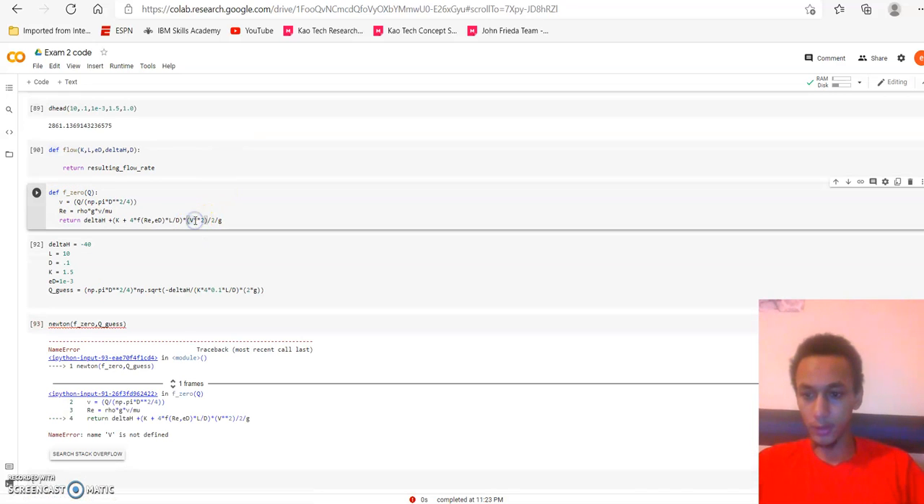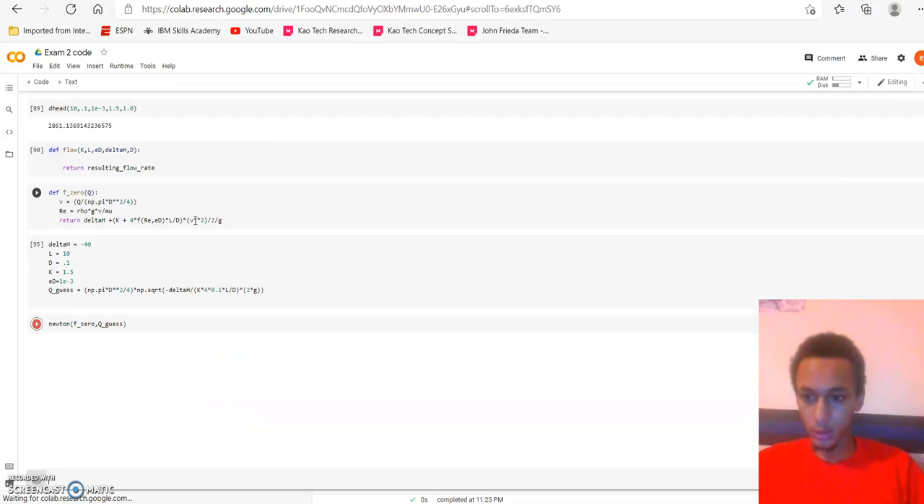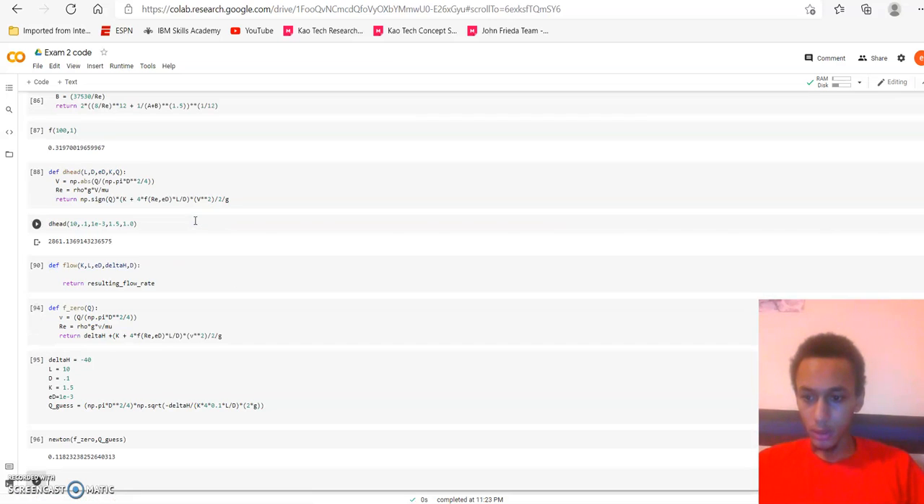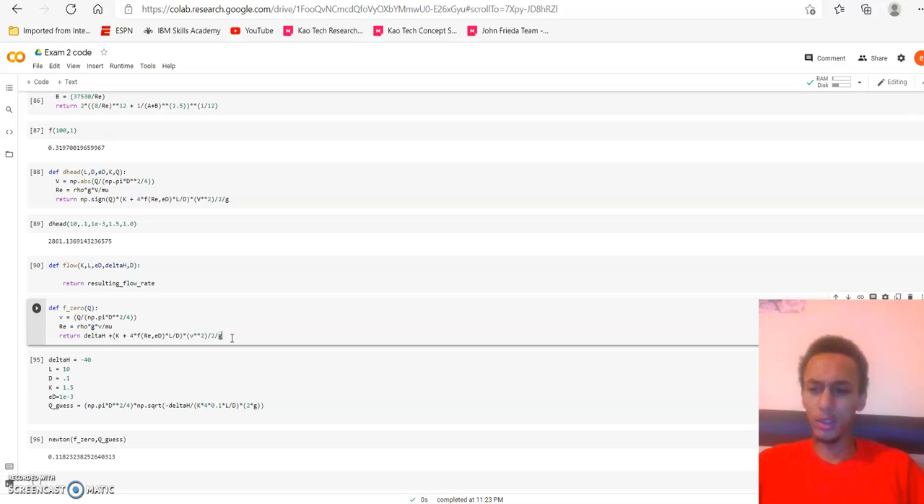Oh, v is not defined because of that. Should be small v. And it gives me 0.118. And that's about the answer I want, something around that range. So now that I got this, I believe I can move this function up there.